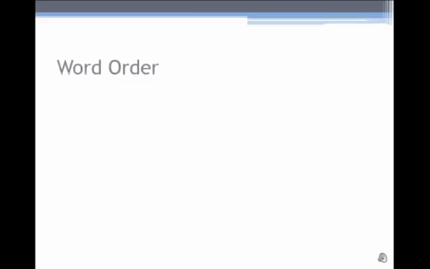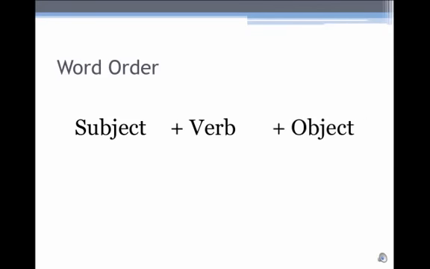In English, word order is very important. The word order is subject, verb, object. For example, this sentence says, he reads books. He is the subject, reads is the verb, books is the object. In English, sentences always have this order. Some other languages, like Japanese, have different sentence orders.